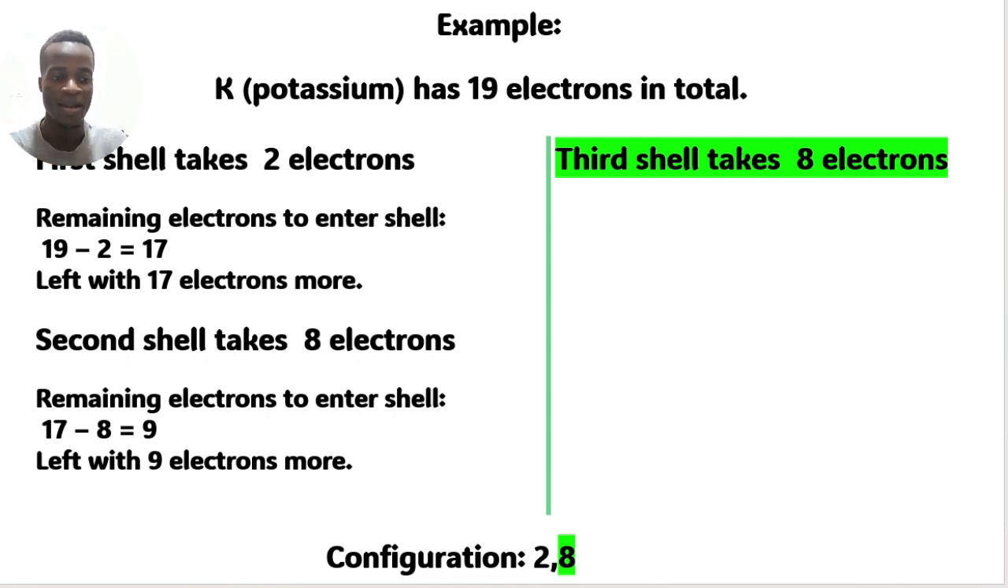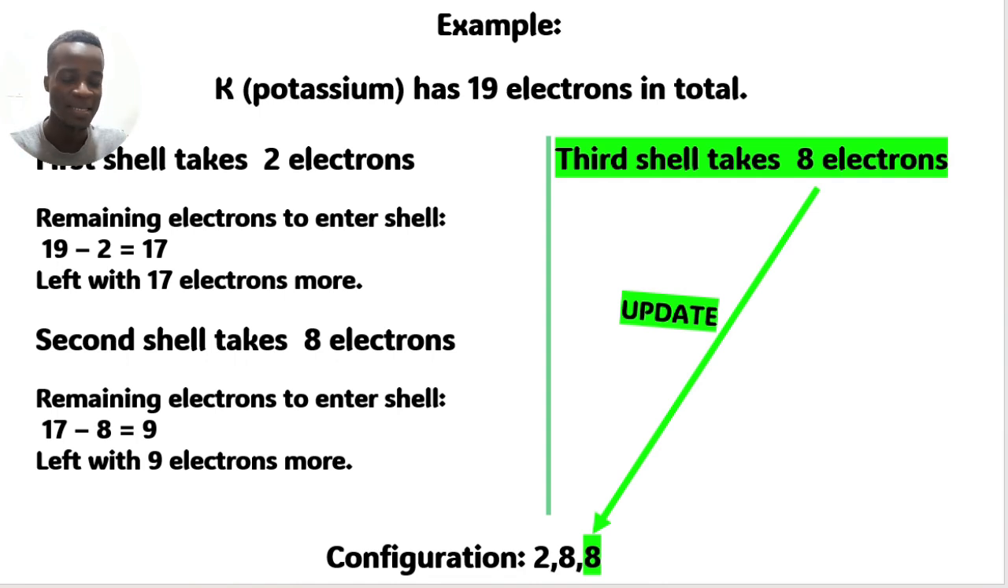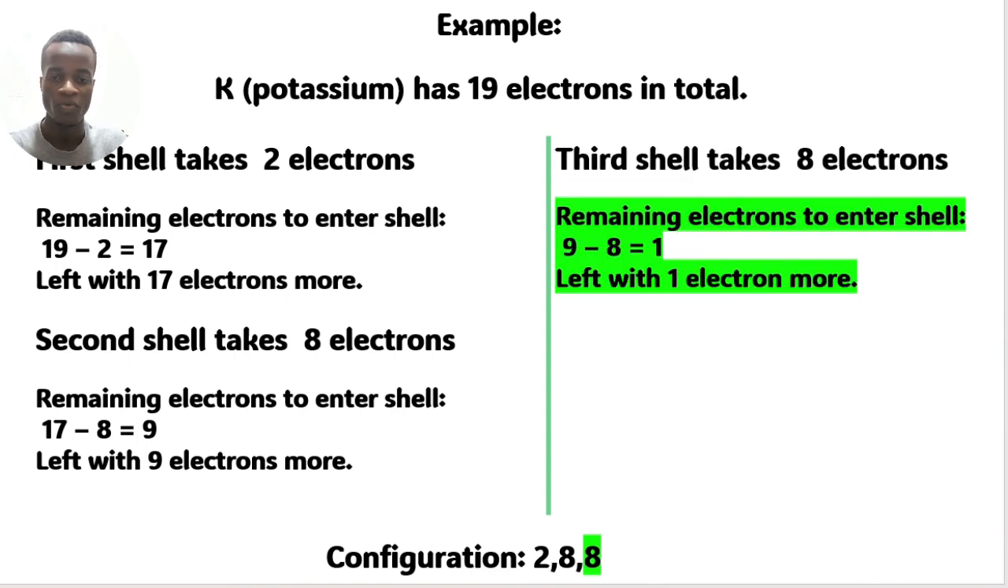If we are coming with that 9, we now take that 8 and update our configuration. It becomes 2, 8, 8 now. We are on the third shell. Now we do the subtraction. The 9 that we came with minus the 8 that we just updated becomes 1, right? It's left with 1. So now we are left with 1 electron more.